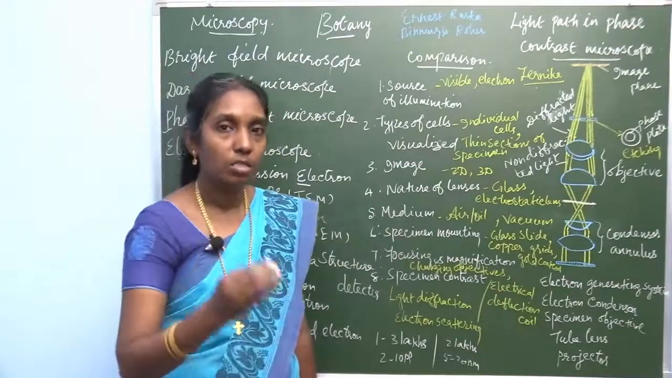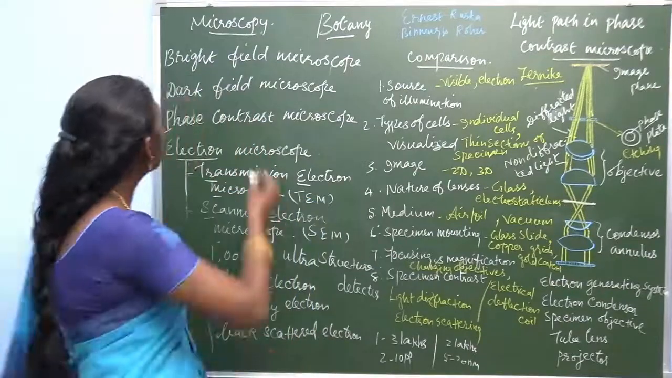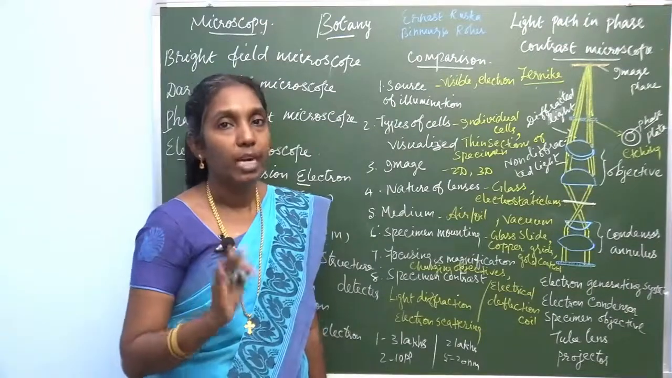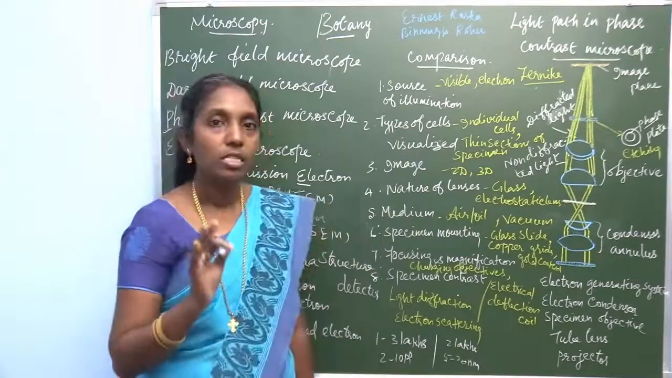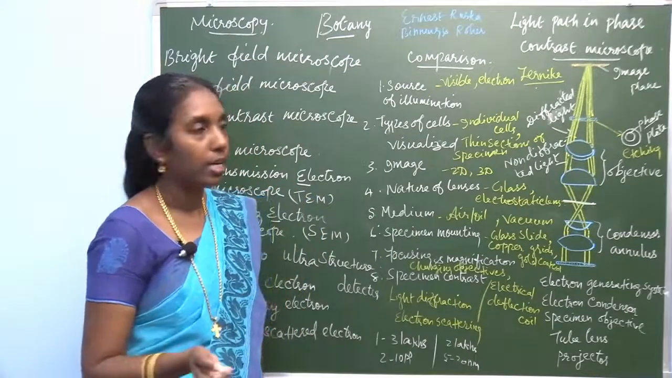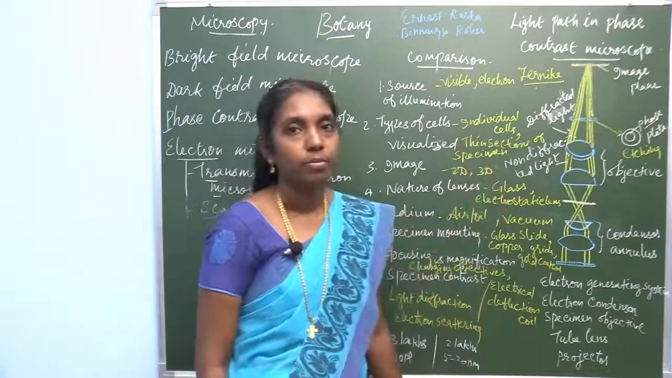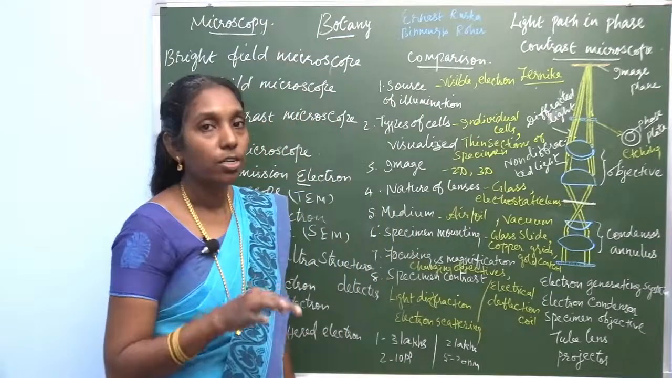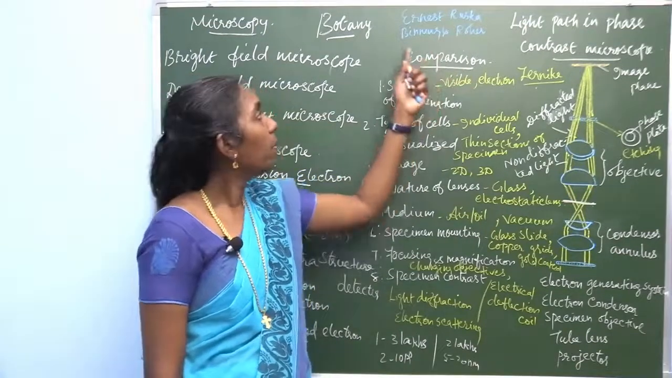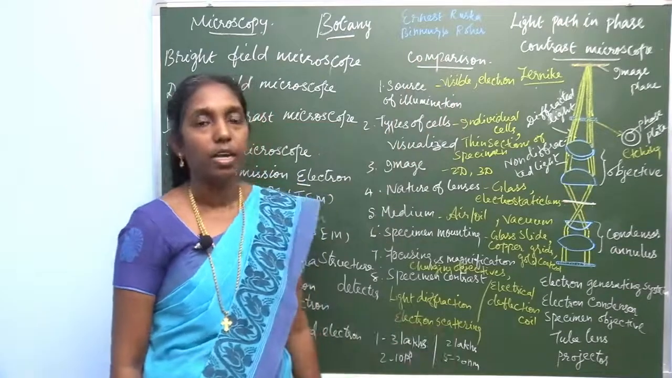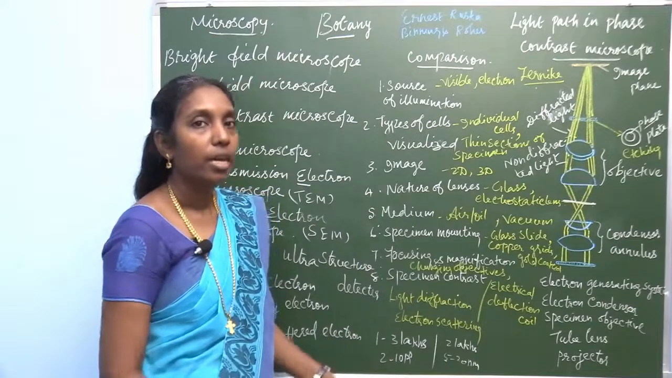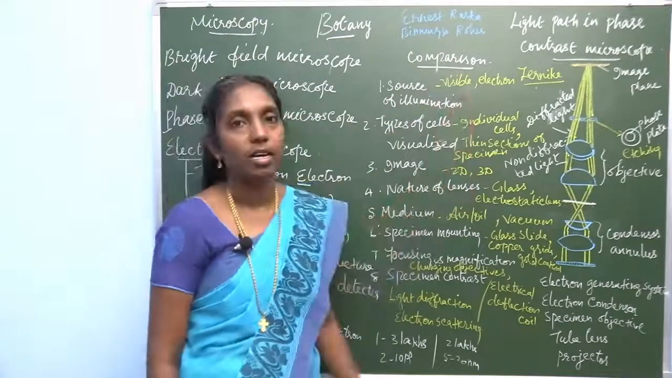In the first 2 microscopes, the bright field microscope and dark field microscope, the source of illumination is visible light. But in the electron microscope, both transmission as well as scanning electron microscope, it is electron. The electron microscope was introduced by Ernest Ruska and developed by Binning and Roher.